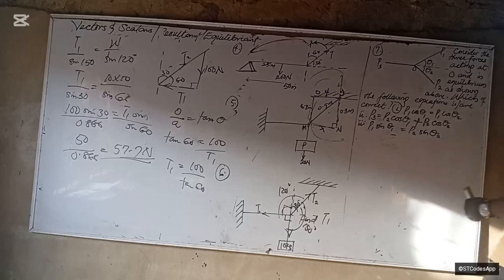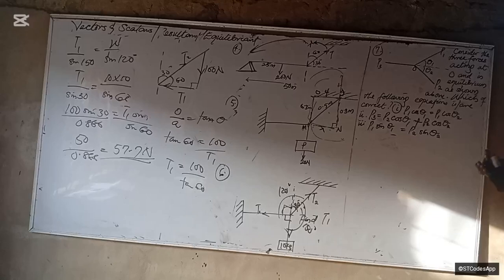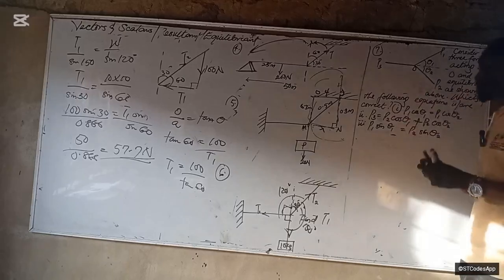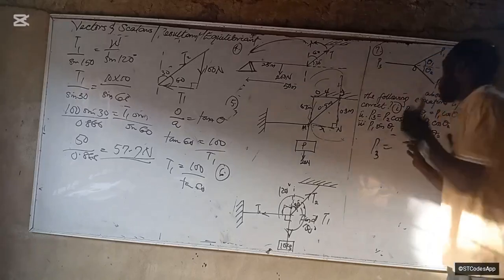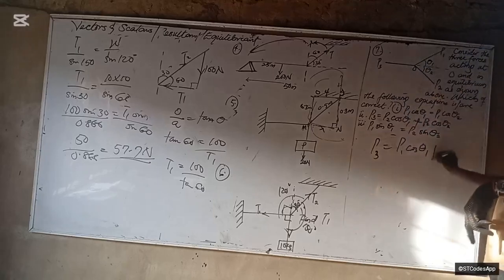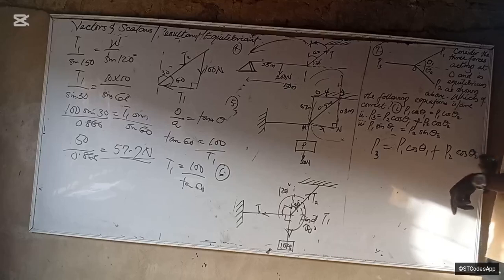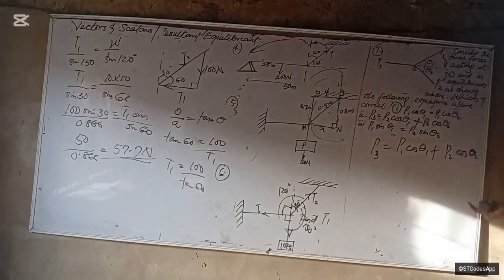Look at this now. Consider the three forces acting at point O and in equilibrium as shown above. Which of the following equations is or are right? This is just common sense. P1 cos theta 1, that is, you resolve it here, is equal to P2 cos theta 2. P1 cos theta 1, if we resolve it here, plus P2 cos theta 2. Does this make sense? We resolve this and resolve this here. They will be in equilibrium.